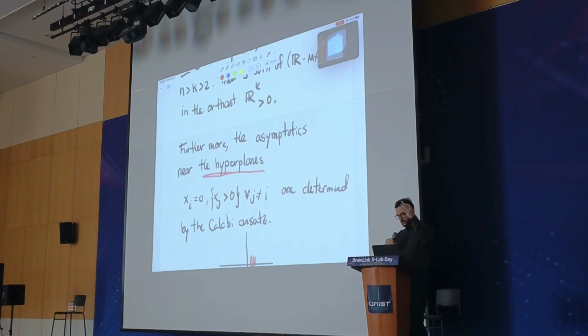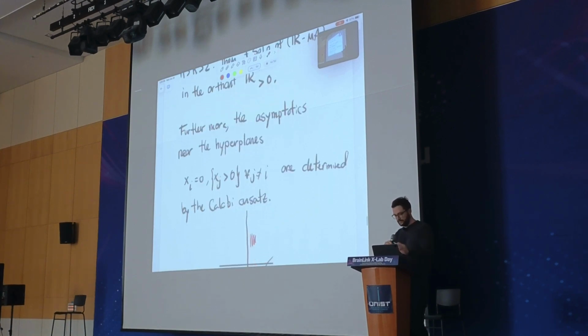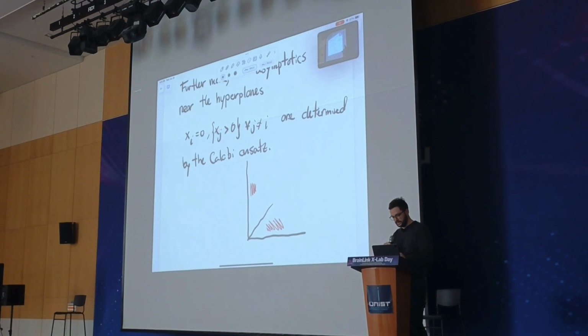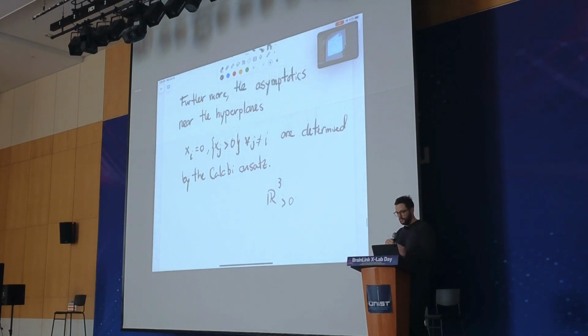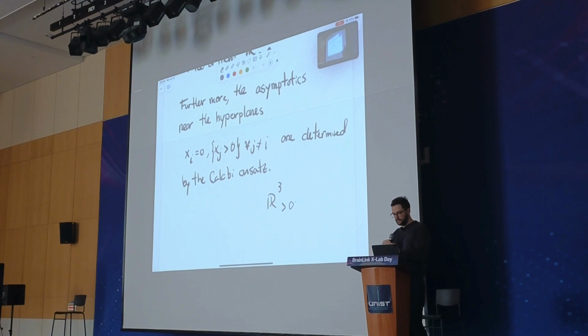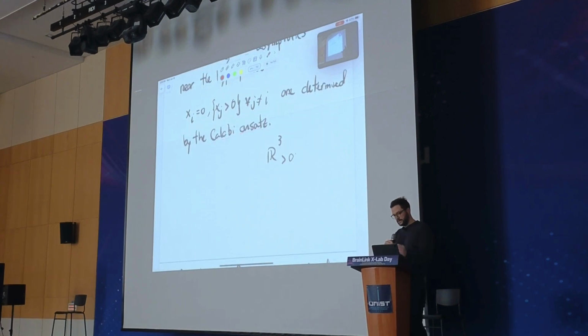So now we're in R^k positive, so the boundary is stratified. You can imagine in R^3 positive, the positive orthant in R^3, there are 3 strata. There's the generic point, which is where one of the variables goes to 0. And when that happens, then we can establish exactly the asymptotics that we need. So these are given by the Calabi ansatz. And so what remains is to understand the asymptotics near the corners where 2 variables go to 0.